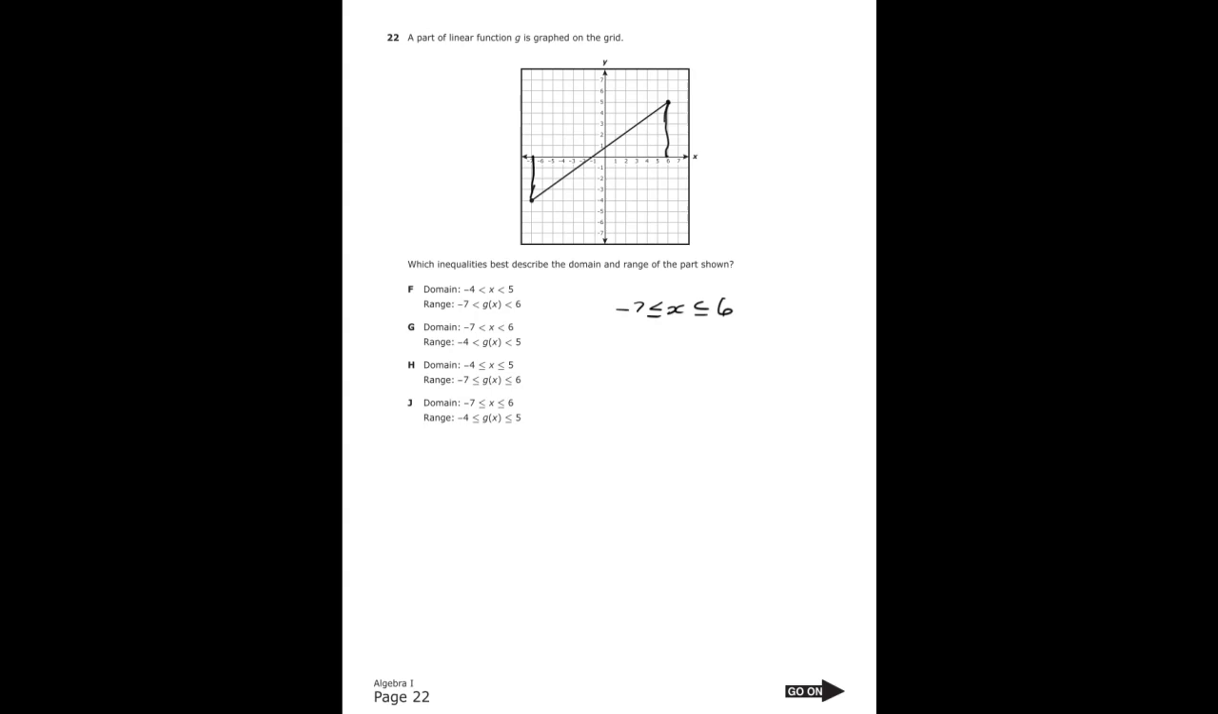Your range, now you're going to put that on the y-axis, draw it all the way here, and all the way here, and then your range is going to go from -4 less than or equal to y less than or equal to 5. Yeah, your y can also be your g of x. So that's fine there as well. So this is going to be your best answer.